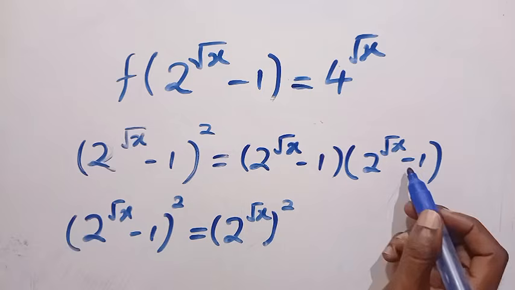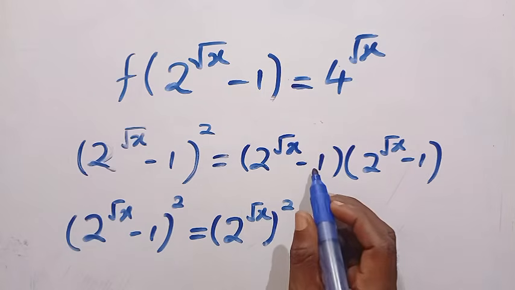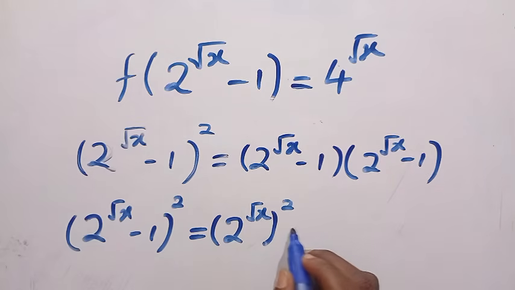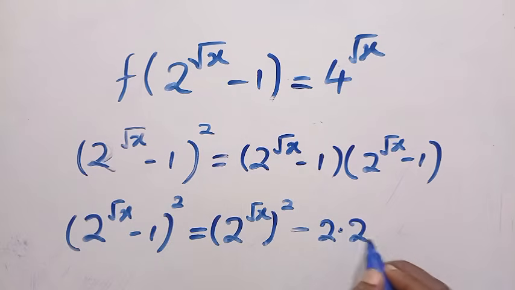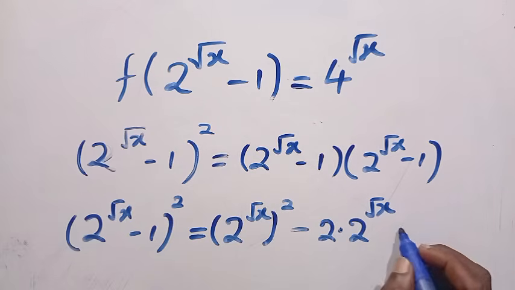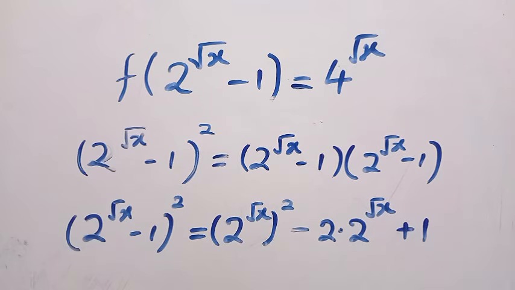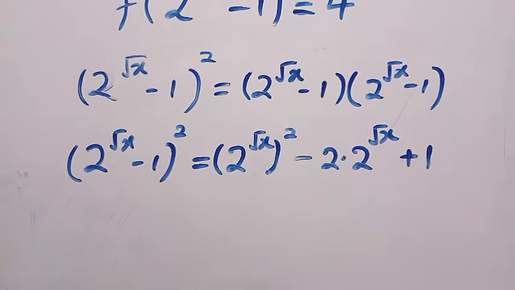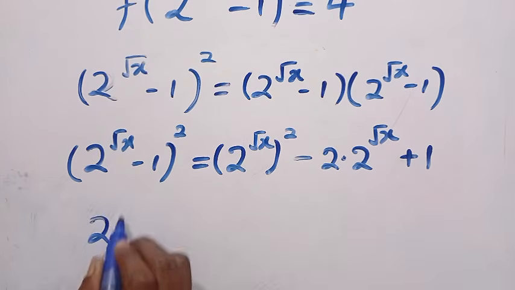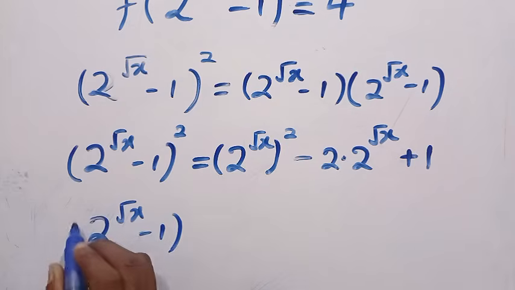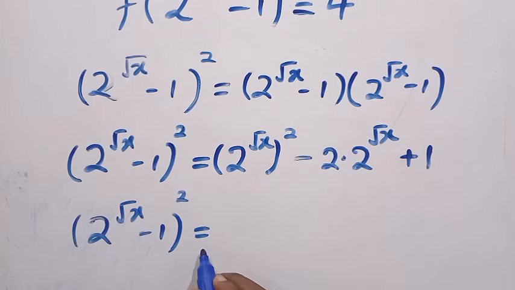Again, 2^√x multiplied by −1 and −1 multiplied by 2^√x. That one gives us −2 multiplied by 2^√x. Then −1 multiplied by −1 gives us +1. If this is cleared, then we are going to move further by rewriting this as (2^√x − 1)² equals this. I want to manipulate this, the entire domain, to look at the output, then we can substitute the given result.